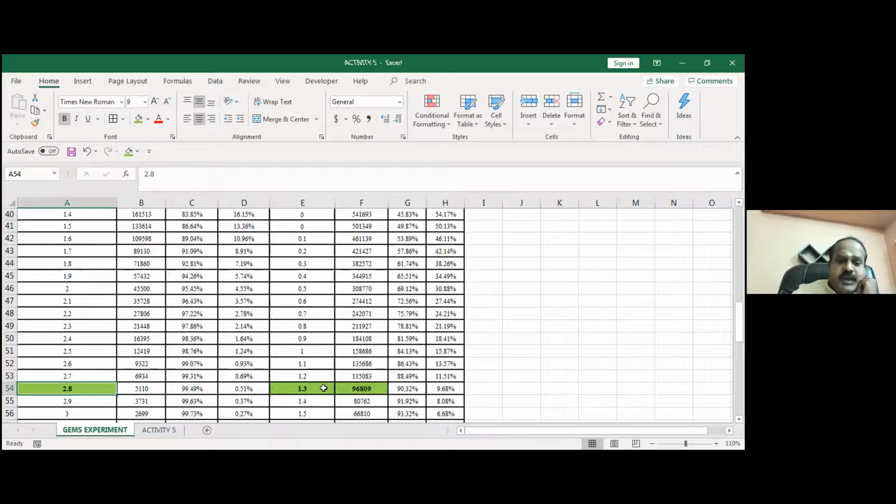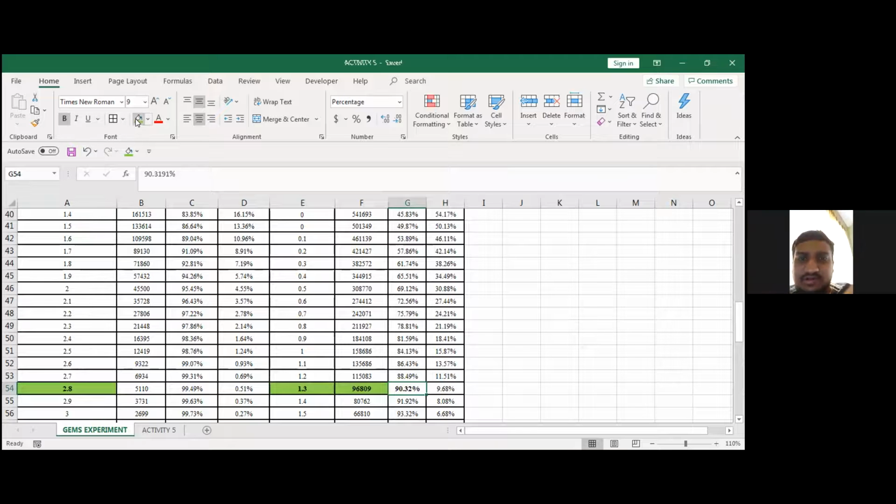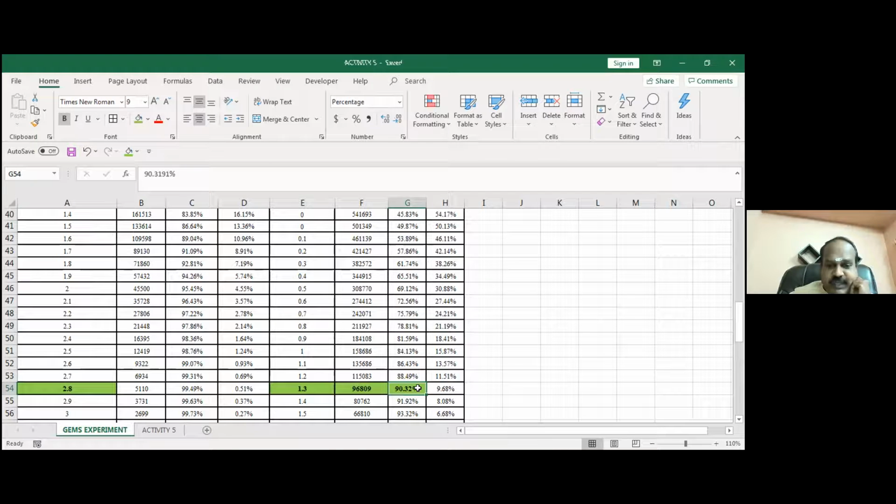Now when the long term sigma level is 1.3, what is your success rate? Can somebody tell me? 1 minus... No. Success rate, you read it here first. 90.32. And now the failure rate is 9.68. So this is how you can predict your performance.